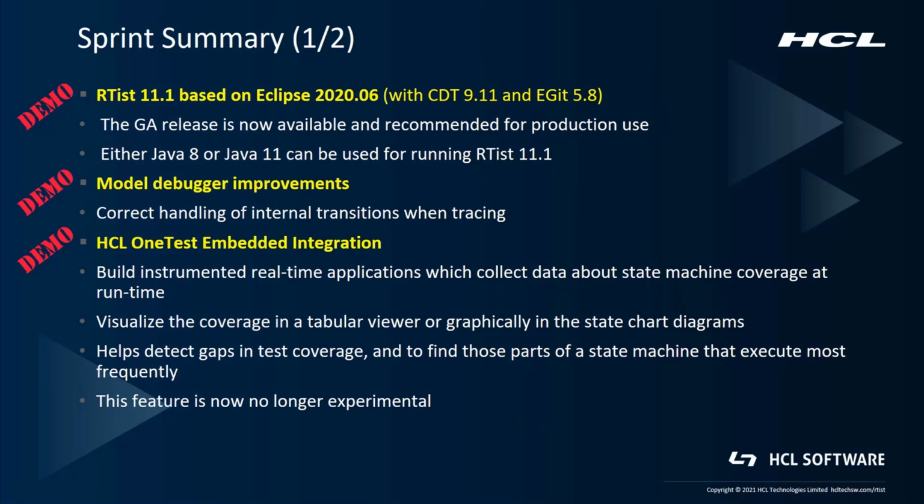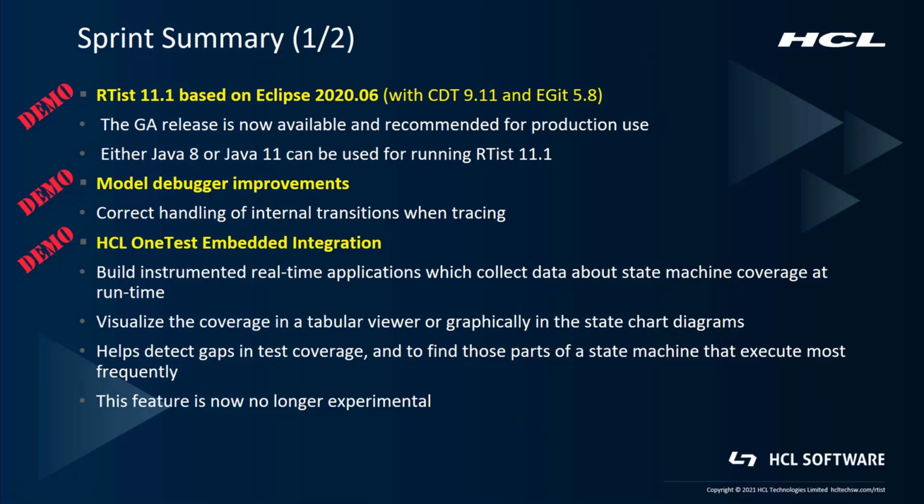So the main highlight in this sprint, of course, is that now we ship HCL RTist 11.1 based on Eclipse 2020-06 as a non-experimental release. So now it's general availability since yesterday and recommended for production use. With this new Eclipse version also comes a new version of CDT, that is 9.11, and eGit 5.8.